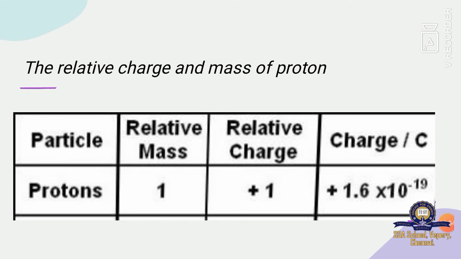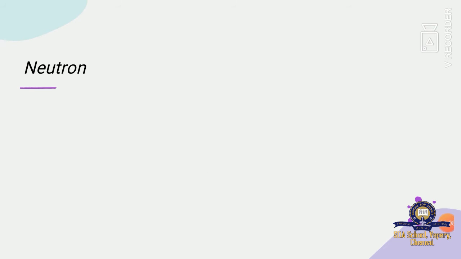And this proton is about 1840 times heavier than the electron. So this proton is much heavier than the electron. Next let us see what is neutron. So neutron is also one of the fundamental particle of atom. So till now we have seen electron and proton and how this electron and proton are discovered. Now let us see what is neutron and how it is discovered.